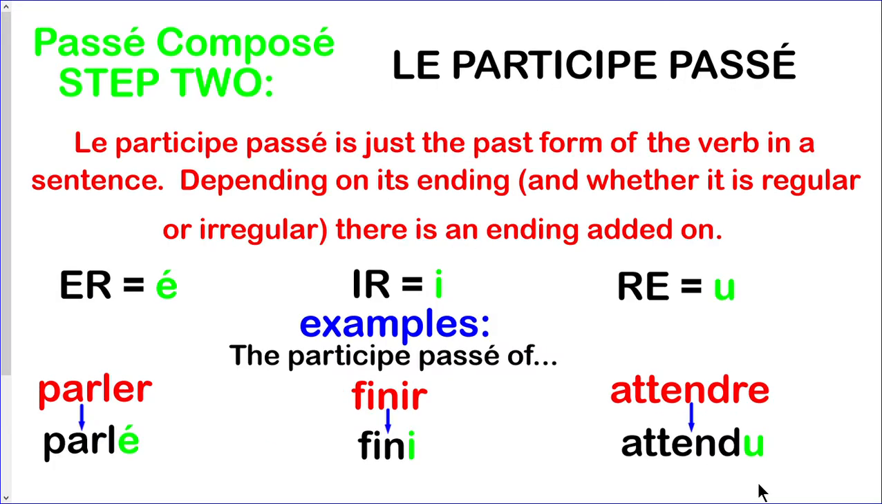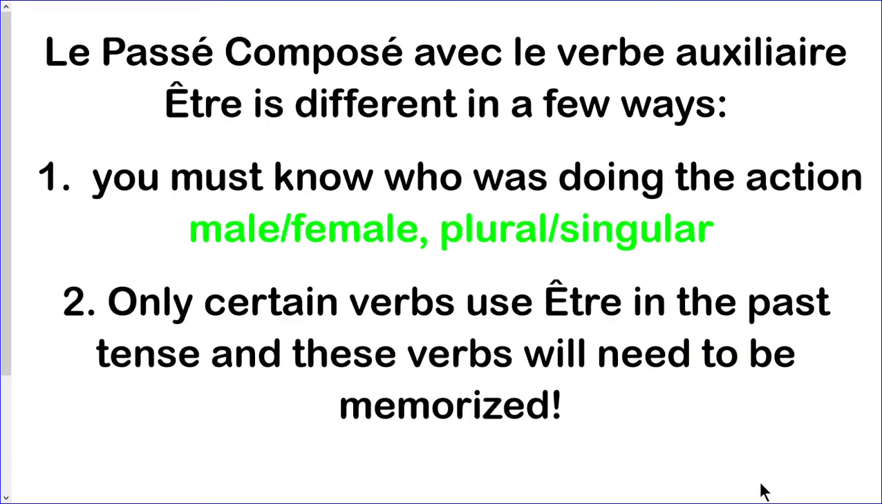Step 2, if you remember, you take off your infinitive endings, the ER, IR, or RE, and you place these endings, the é, the i, or the u, and again, it must be the é with the accent, and that forms the participe passé. That is what the verb becomes or looks like when I'm using it in the past tense. So here are some examples: parlé, fini, attendu. So far, that should just be a review.